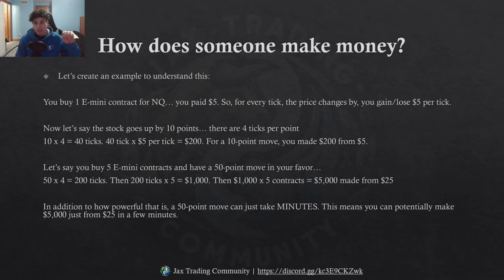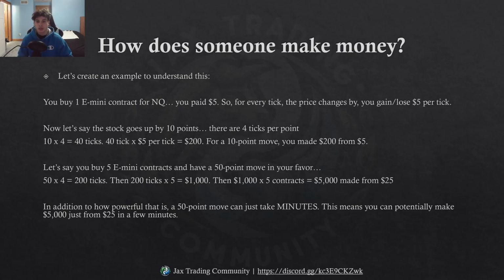Now, let's say the stock goes up by 10 points. There are 4 ticks in a point, so if you do the math, 10 times 4 equals 40 ticks. Each tick you gain or lose $5. So if it went up 40 ticks and it's $5 per tick, you would gain $200. That means for a 10-point move, you made $200 from $5.